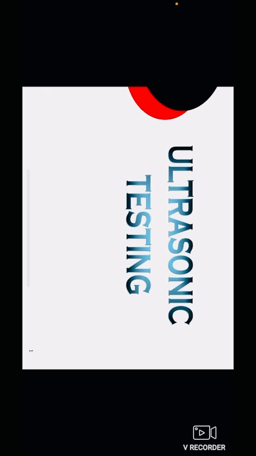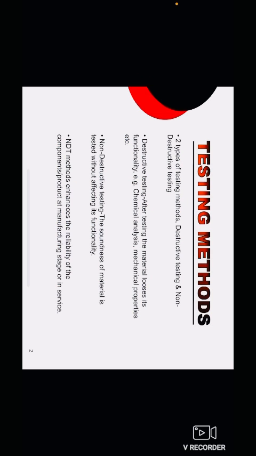This ultrasonic testing is a testing upon the NDT method, which is a non-destructive method. There are two types of testing methods: destructive testing and non-destructive testing. In destructive testing, after testing, the material loses its functionality. Examples are chemical analysis, mechanical properties, etc.